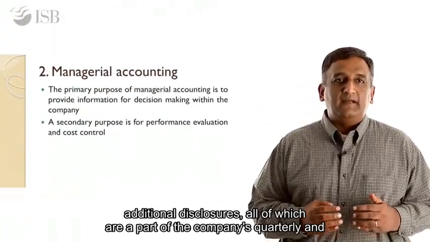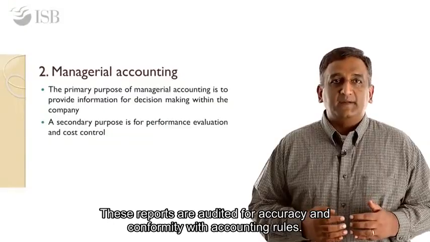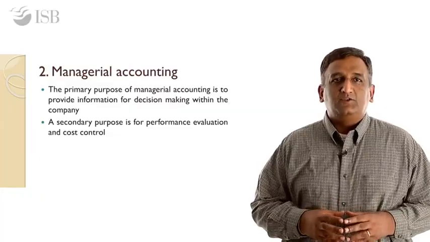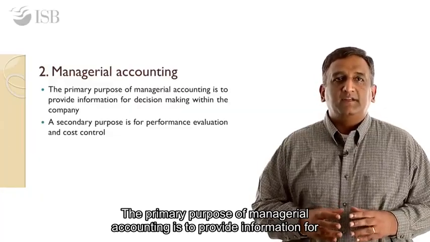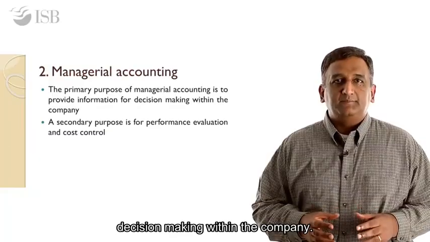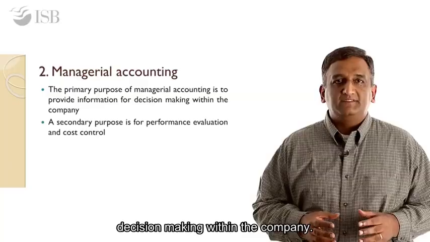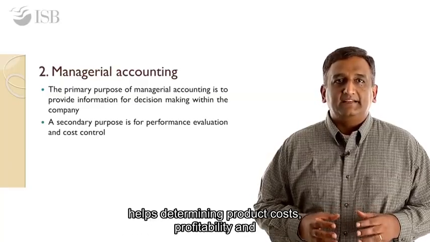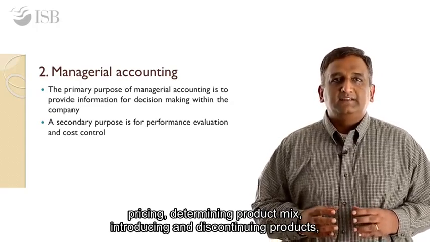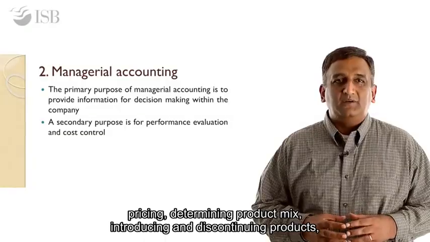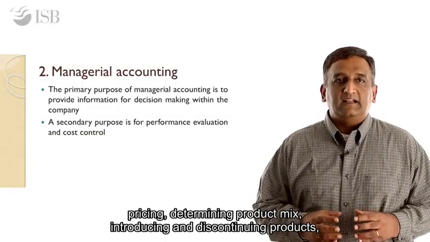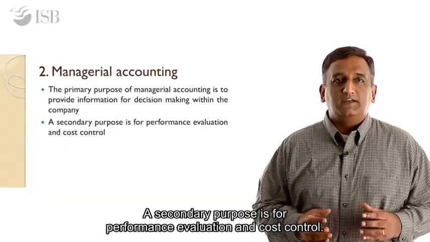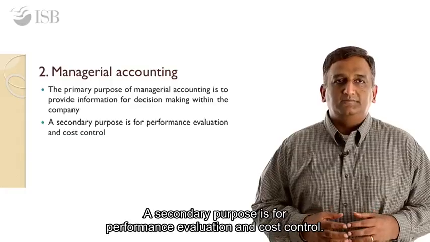The primary purpose of managerial accounting is to provide information for decision making within the company. The information provided through managerial accounting helps determining product costs, profitability and pricing, determining product mix, introducing and discontinuing products, and capacity planning and determining production volumes. A secondary purpose is for performance evaluation and cost control. Unlike financial accounting reports, there is no fixed format for managerial accounting reports and they are not audited.